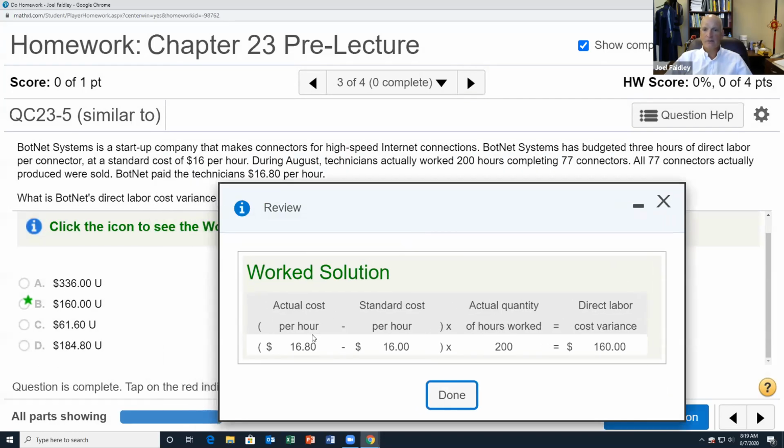If we have an actual cost of $16.80 and the standard cost of $16, meaning that's what we should be paying, is $16 an hour. You're actually paying $16.80 times the actual quantity, not standard quantity, actual quantity. That says my direct labor cost variance is $160. And that's unfavorable. Why is it unfavorable? You're paying more than the standard allows. You're paying a higher wage than what HR, Human Resources, said you should be paying.